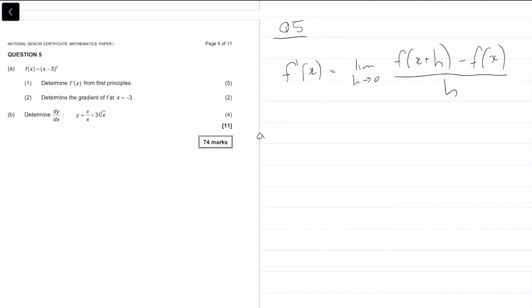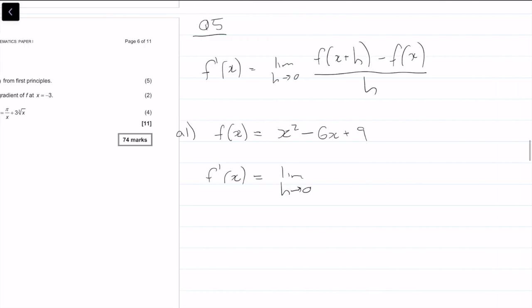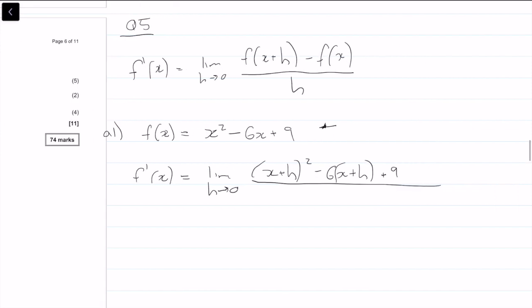So for question A1, we're going to start off with f of x is equal to, and we're going to multiply that out, so that's going to be x squared minus 6x plus 9. Okay, now we have that in a nice form without these brackets. So what we can do now is work out the first derivative, which is equal to the limit as h tends to 0, and everywhere that we see an x in this equation, we're going to replace that with x plus h, so that's going to be (x plus h) squared minus 6(x plus h) plus 9 minus f of x, so that's x squared minus 6x plus 9, okay, and that's all over h.